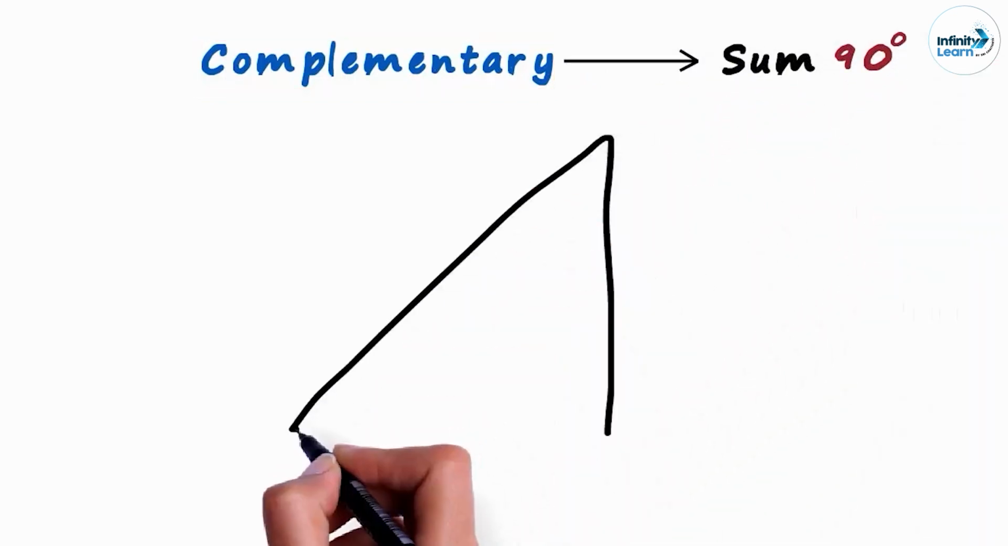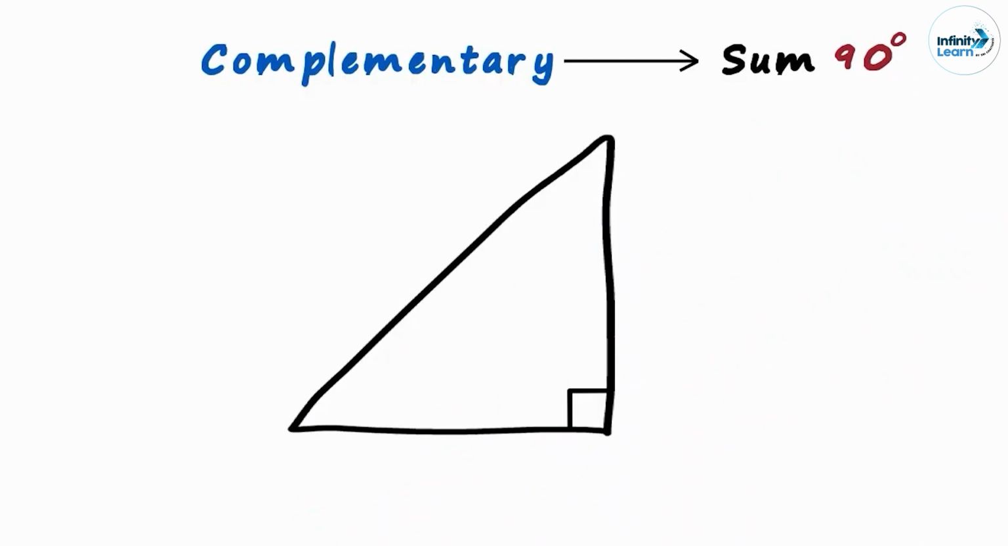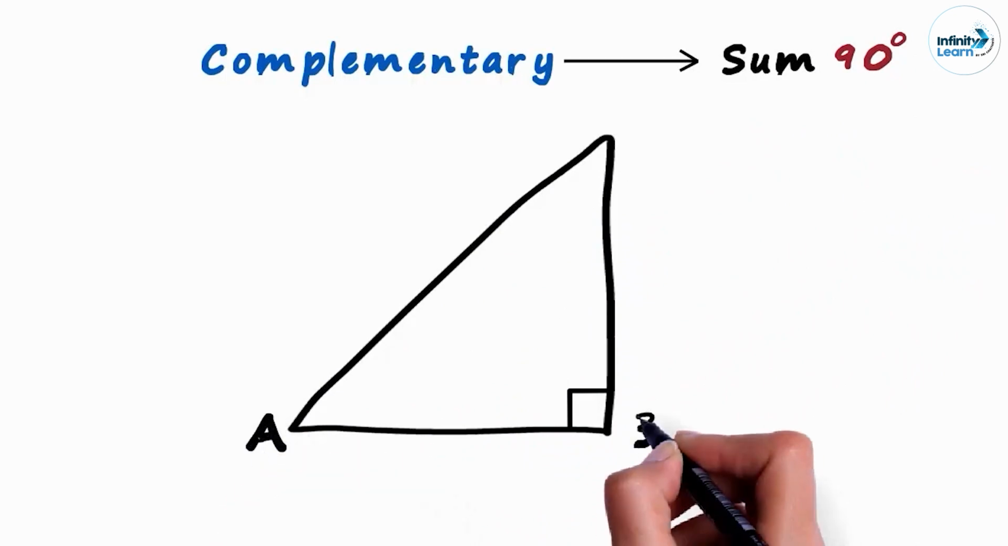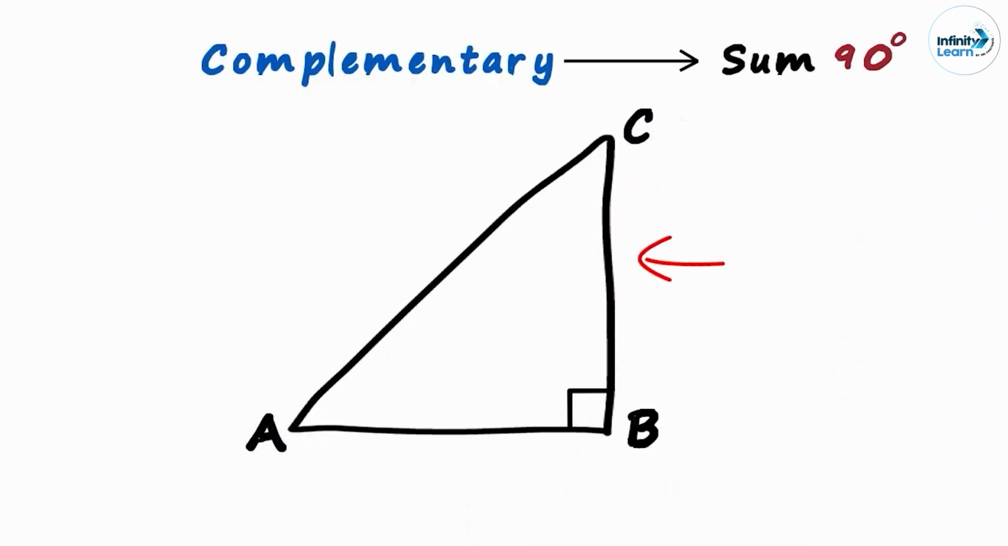Take this right triangle for example. Let's call it triangle ABC. This triangle is right-angled at vertex B. Let the measure of this angle be theta. This is the triangle we normally look at to understand trigonometric functions.